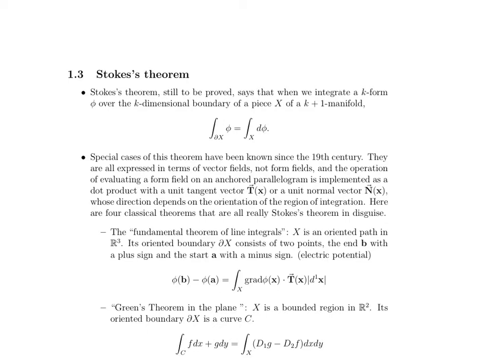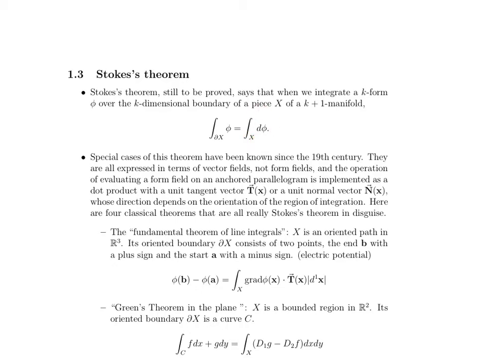We're discussing Stokes' theorem. We haven't quite proven it yet, but what we're building up to, putting all the pieces together, is that when we integrate a k-form phi over a k-dimensional boundary of a piece x of a k plus one-dimensional manifold, what we have the option of doing instead is to integrate the exterior derivative of phi over the manifold itself. Now, the equality is the important part, that you have a choice. You can either integrate phi over the boundary or d phi over the manifold.